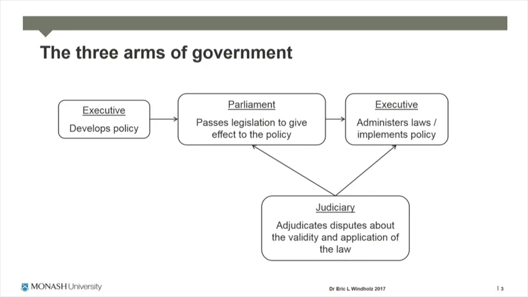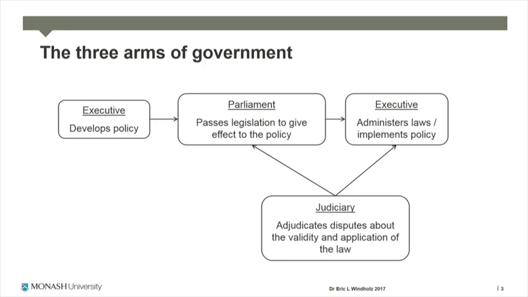First, there is Parliament. As noted previously, at the federal level, Parliament, also referred to as the legislature, is made up of the Queen, represented by the Governor-General, and the elected Senate and House of Representatives. Parliament makes and amends legislation. Next, there is the Executive.